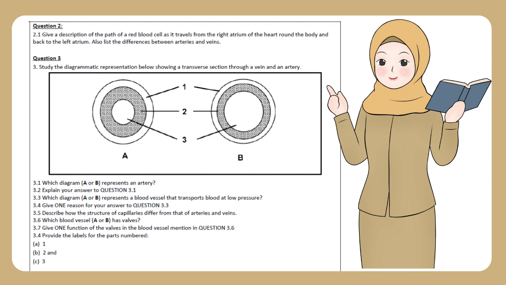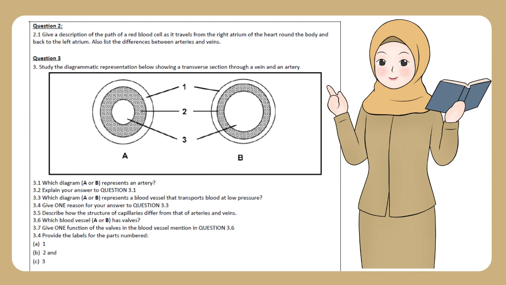Question 3. 3. Study the diagrammatic representation below showing a transverse section through a vein and an artery. 3.1 Which diagram, A or B, represents an artery? 3.2 Explain your answer to question 3.1. 3.3 Which diagram, A or B, represents a blood vessel that transports blood at low pressure? 3.4 Give one reason for your answer to question 3.3.